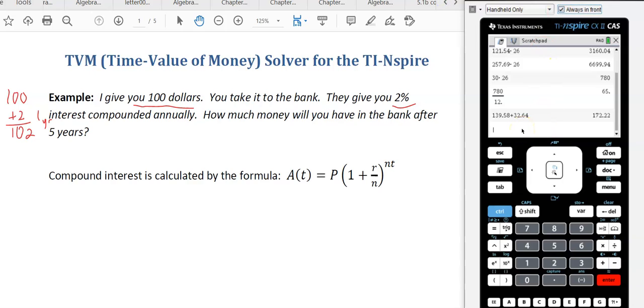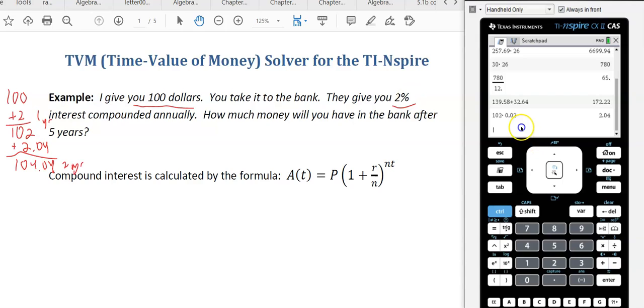So after 1 year, 102. Whoops, let's type this in: 102 times 0.02. This may not seem like much, but the second year, they give you not just $2, they give you $2.04 because you get interest on top of the interest. It's called compound interest. So we have $104.04 after 2 years.